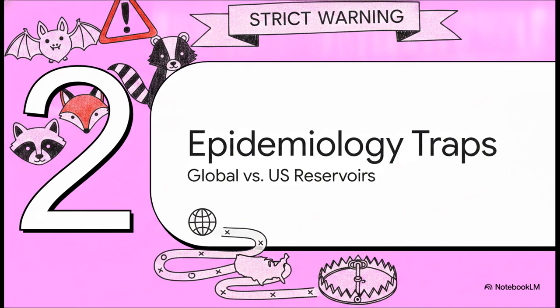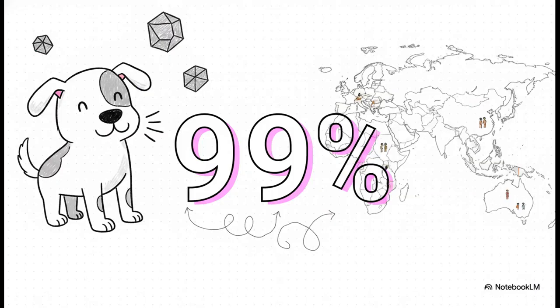Moving right along to Section 2. Epidemiology traps. Let's look at global versus U.S. reservoirs. I'm going to give you a strict warning right now about a classic board exam trap. If the question asks about global rabies, the answer is dogs, period. 99% of human rabies deaths worldwide come from dogs. The global burden is around 59,000 human deaths every single year, predominantly hitting children and rural populations in Asia and Africa, where canine rabies is still a massive, tragic public health crisis.